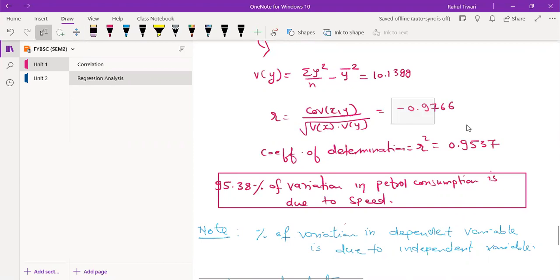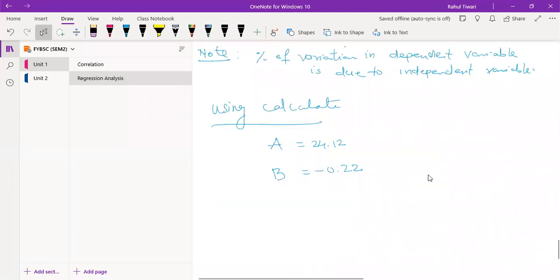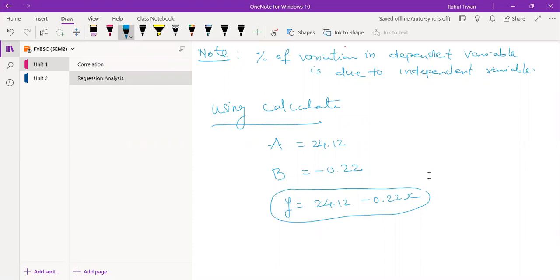Look at here, look at the screen. 0.9766. So you got the value of R, the value of A, and the value of B within 2 minutes. So what is my equation? You got these two values from the calculator. Y is equal to 24.12 minus 0.22x. This is my regression equation, y on x.